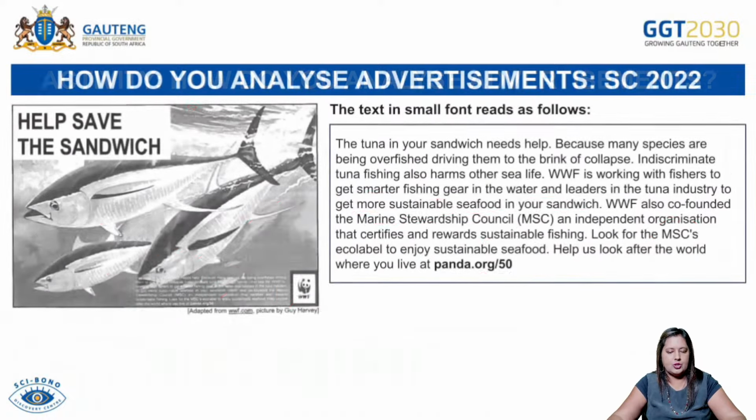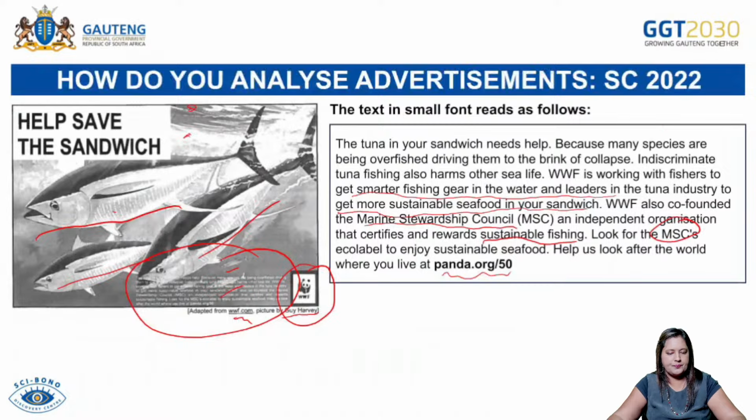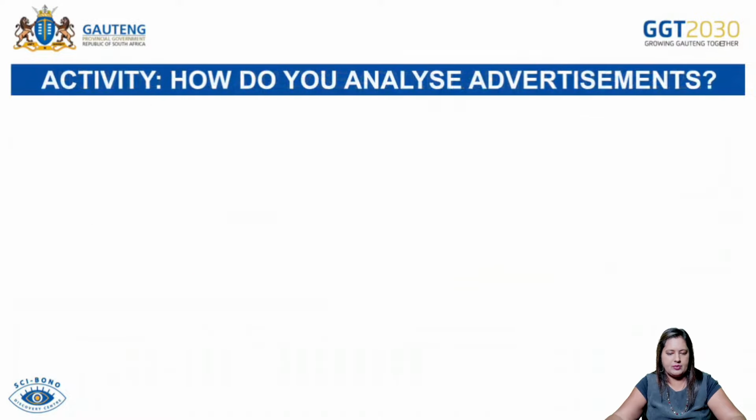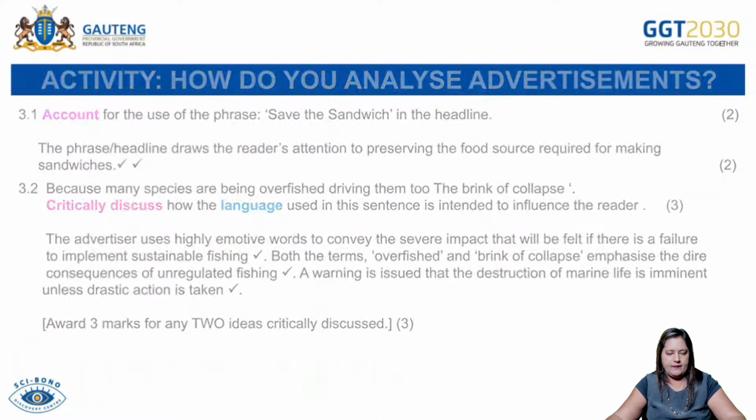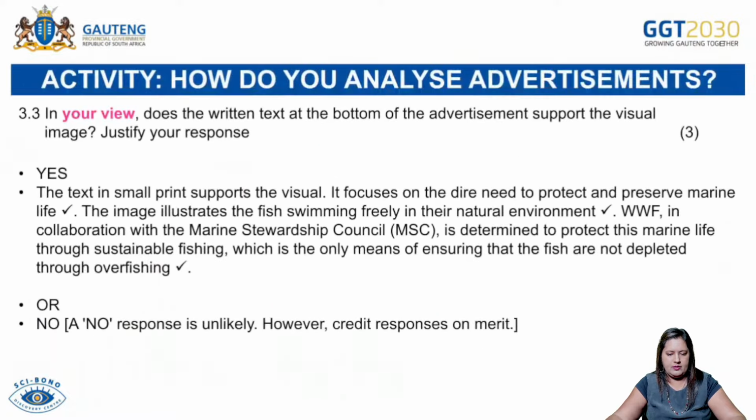All right. Let's go back to the question there. 3.4, if my mouse moves with me. Right. So does this written text support the visual image? Justify your response. So as long as your viewpoint is justified with evidence from the text, we will look at it as being possibly valid. So if you said yes, you don't get a mark for saying yes or no. That is not where you get the marks. We're looking for 3 marks here.